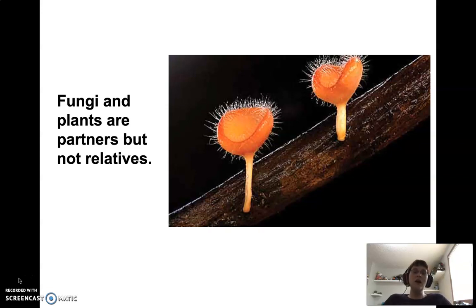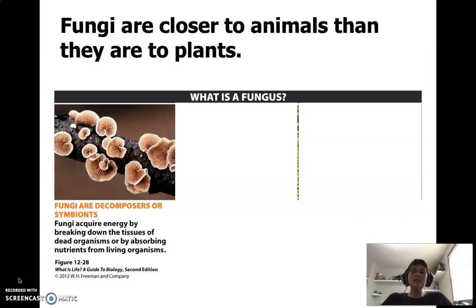They are partners, but they are not related. They, for a long time, were actually put in the same group. But then it was found that fungi are more closely related to animals like ourselves than they are to plants. So let's take a look at what makes a fungus, just like we saw with the plants.